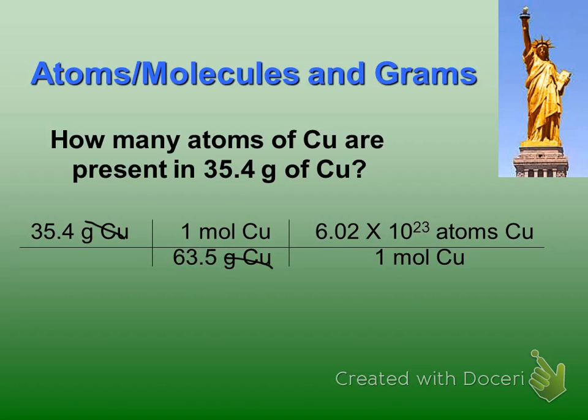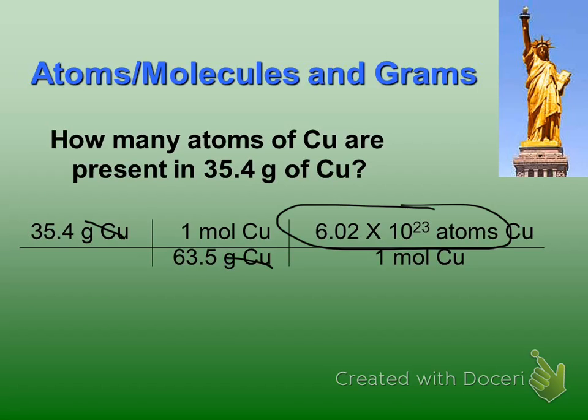Now, this leaves us in moles, but our final answer is to be in atoms. So we want to take a little bit of time, got one more step to go, and we're going to bring our 1 mole of copper down, and now we have to multiply by our Avogadro's number, 6.02 times 10 to the 23rd.